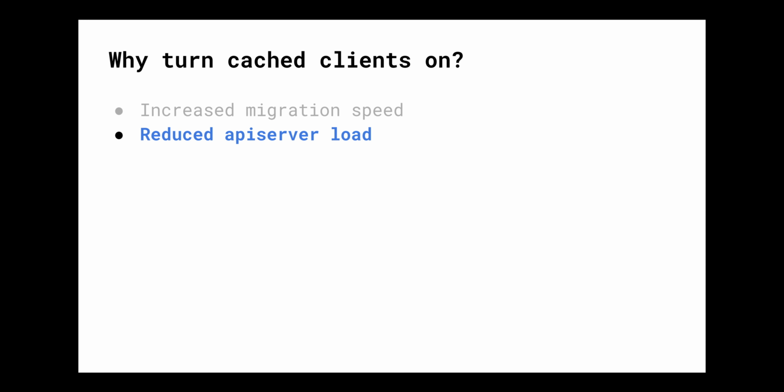Apart from the improvements in migration speed that we see, reduction of load on the API server is another big benefit you get from enabling cached clients in MIG controller. This will allow your API server to have to serve fewer read requests.